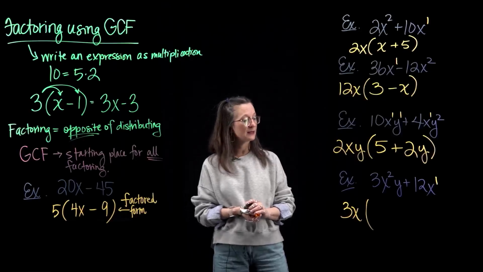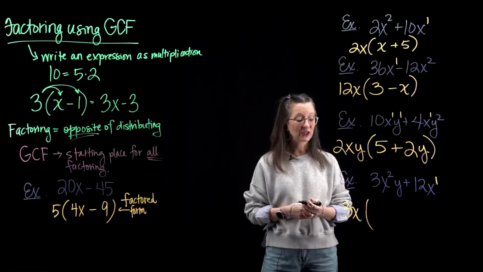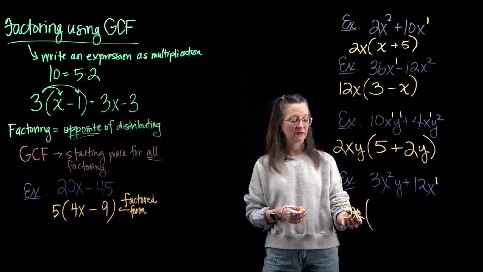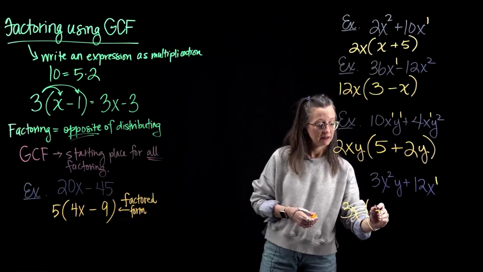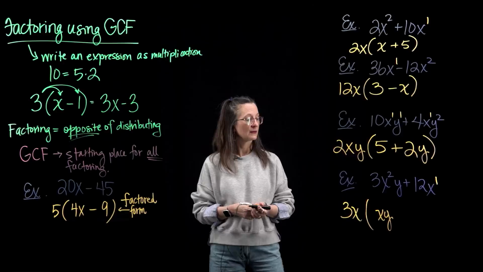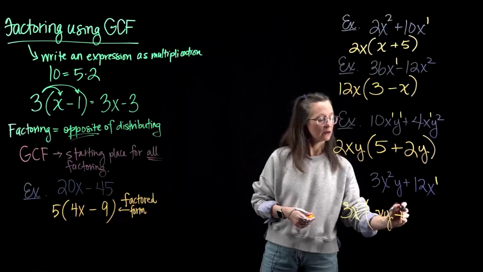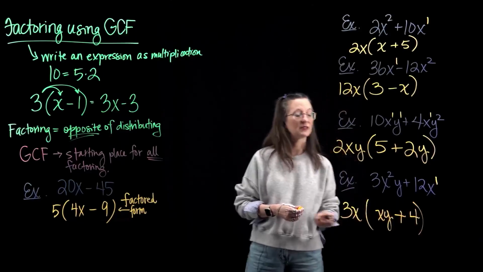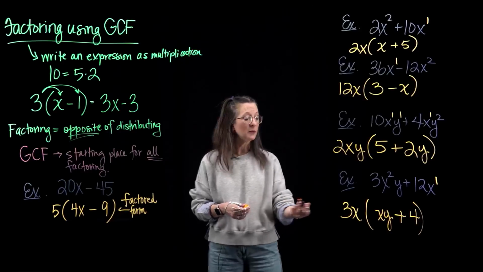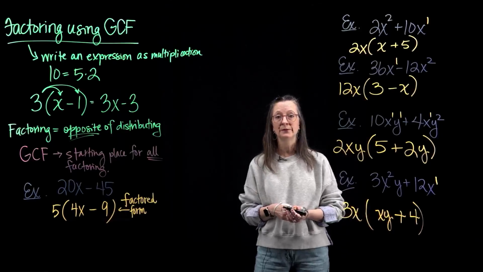I'll open those parentheses, and we'll write down what would be left when we factored out the 3x. So we have 3x squared y divided by 3x leaves me with an xy. Keep that plus. 12x divided by 3x just leaves us with 4. So my factored form would be 3x times parentheses xy plus 4.